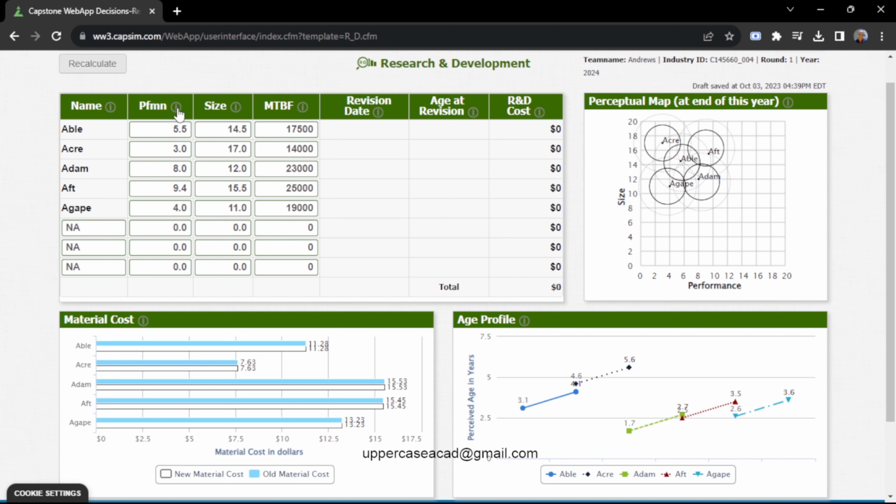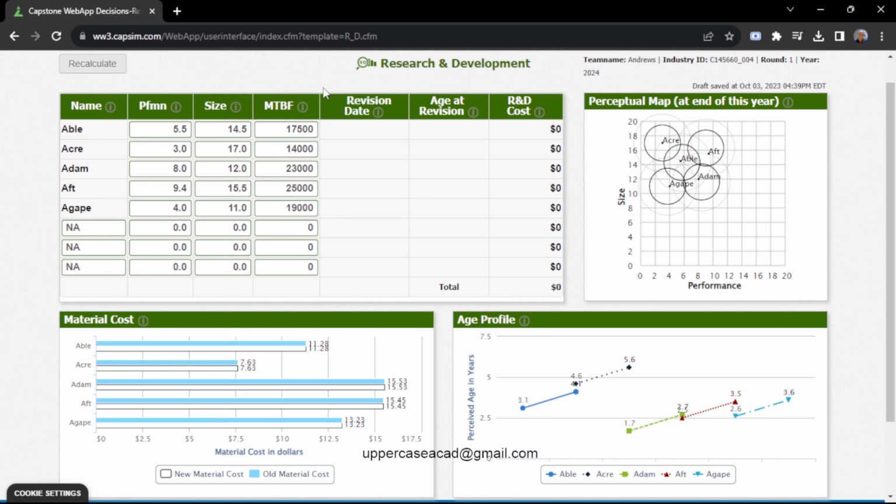Here you'll have to make decisions in terms of performance, size, and mean time before failure. Not forgetting that the revision date and the age at revision are determined indirectly by the decisions that you make in the performance, size, and mean time before failure. Here also the perception map is just a visual representation of how your products are being positioned in the market. So before you make any decision, it's important to go and check the report to see what the customer buying criteria of each product are in the different market segments.